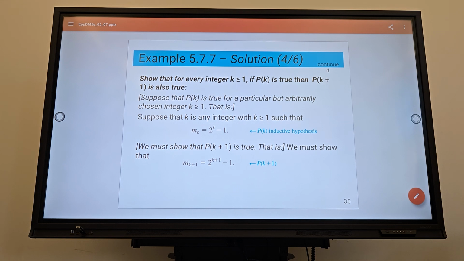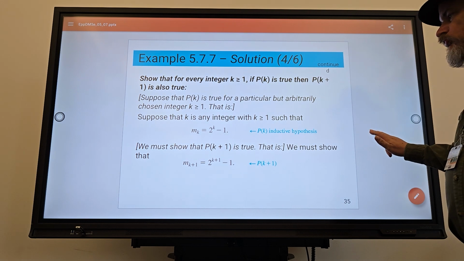Now show that for every integer k greater than or equal to 1, if P of k is true, then P of k plus 1 is also true. Suppose that k is any integer with k greater than or equal to 1, such that the inductive hypothesis is m sub k equals 2 to the k minus 1. Must show that m sub k plus 1 equals 2 to the k plus 1 minus 1. All right.